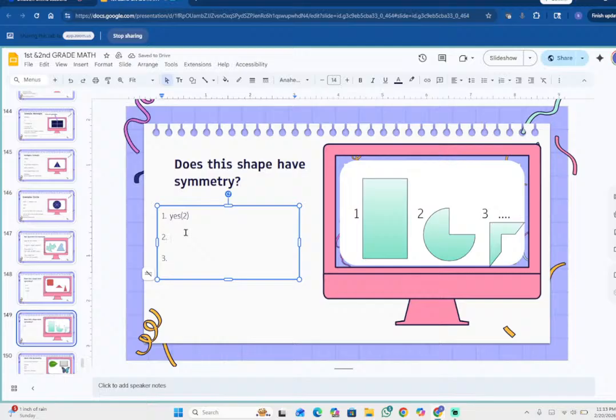Now, this is basically a semicircle. If we look at it very close, there's 1 line of symmetry where we can fold it onto itself. So yes, 1.